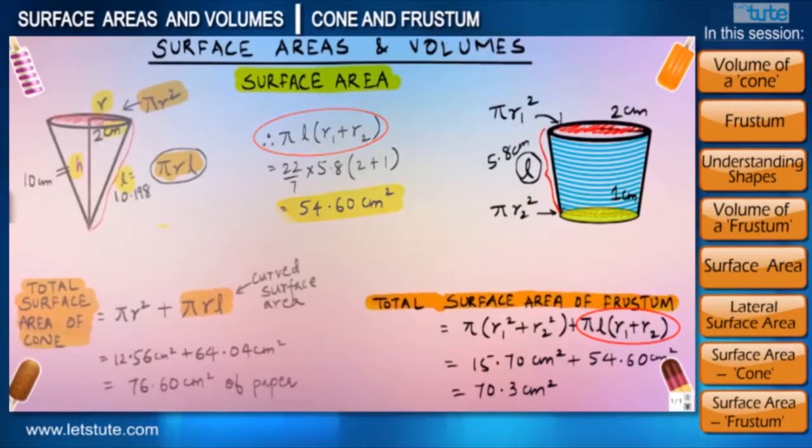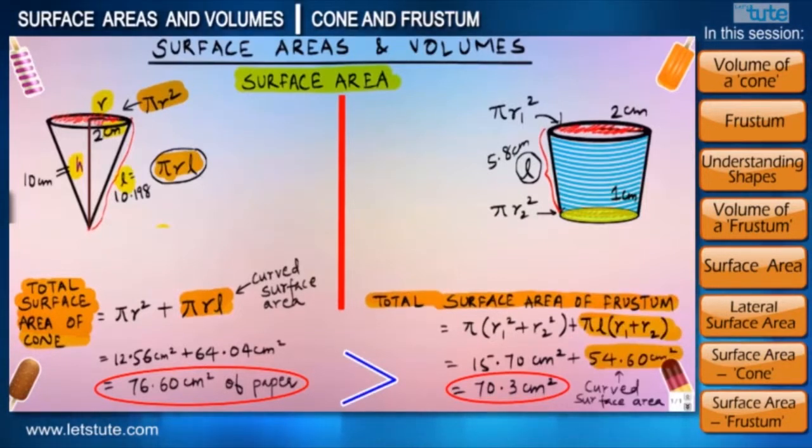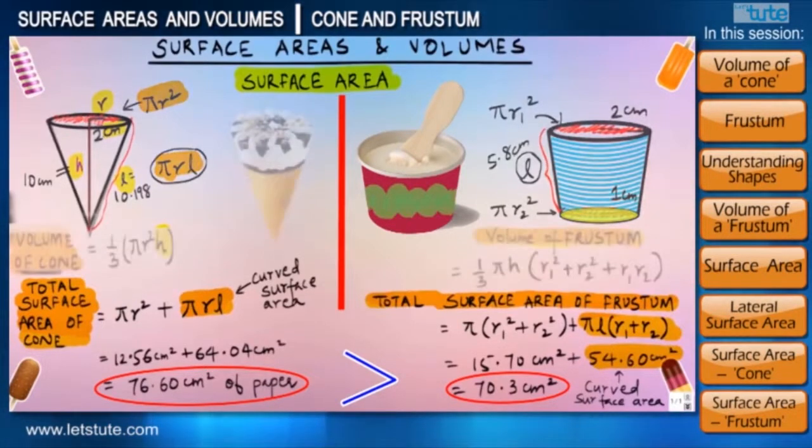So guys, here we can see the difference between the requirement of wrapper for each of these two shapes. From the calculations we can see the cup requires approximately 6 centimeters square less wrapper than that required by the cone. So if a company were to decide economically between these two shapes, they'll definitely go with the cup or the shape of a frustum, as they will have to spend a lesser amount on the wrapper. But friends, let us leave these kinds of decisions to these companies. It's up to them to decide what's best for their business.